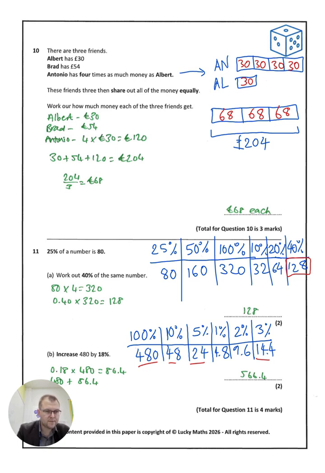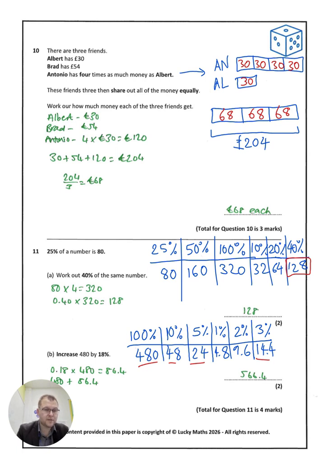Right, percentages. We've got 25% of a number is 80. So I've set that up as the first part of my ratio table, because if I double that, I know what 50% is, and I know what 100% would be. So 320 must be the starting value. From that, I can work out 10%. I can work out 20%, therefore, by doubling, and then I can get 40% as well. So again, doubling 32 to 64, and then 128.